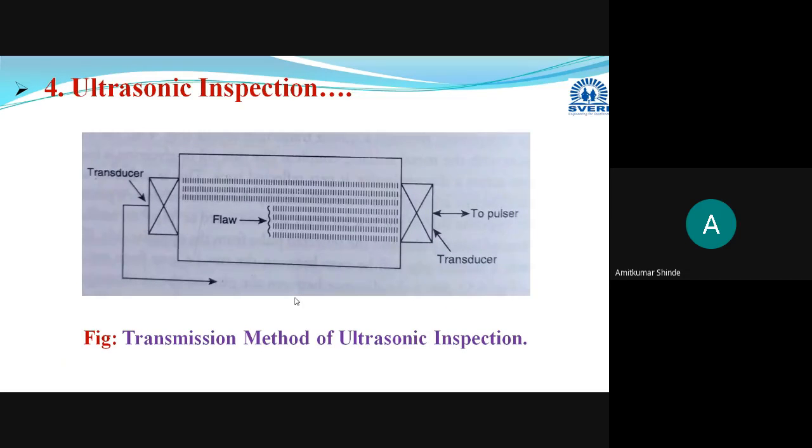If you are having any question, you can put that in the chat box. Otherwise, I will continue to the next type. If all points are clear, I can start the next point. If you are having any query, put that in the chat box. I will clear it, and then we will move towards the next non-destructive testing method, that is radiography.